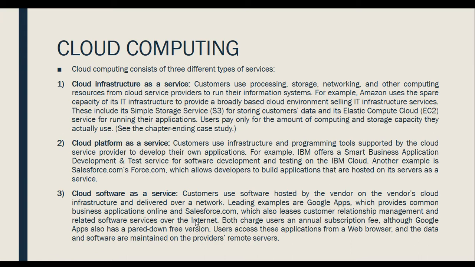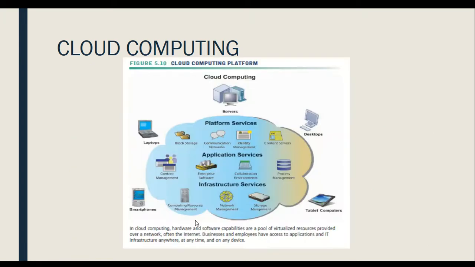First one, infrastructure as a service, IaaS. Then platform as a service, PaaS, and software as a service, SaaS. Okay, now here's a diagram that explains cloud computing. You can see that there are the platform services, then we have application services, different applications are there, and then we have infrastructure services which can be utilized by the business. So these three are the different services, and all of them are there in this.